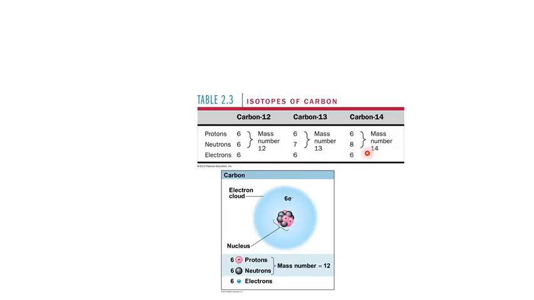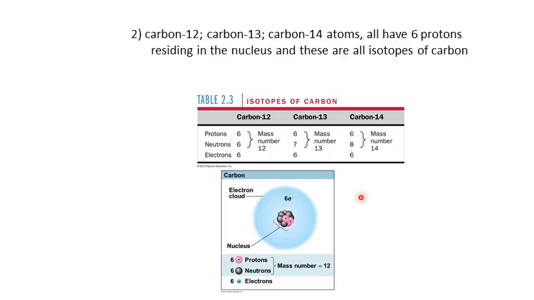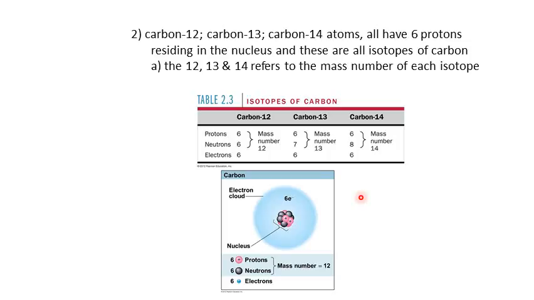So we have that drawn up down here for you, and you can see the protons have the positive charge, the neutrons are here, but all the protons and neutrons make up the nucleus, and then the electrons, which have the negative charge, are flying around at the speed of light in this cloud area. Okay? So carbon-12, carbon-13, carbon-14 all have 6 protons residing in the nucleus, and these are all isotopes of carbon. But what the numbers really refer to are the mass numbers of each isotope. And the mass number equals the number of protons plus the number of neutrons.